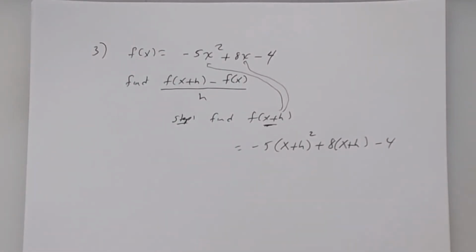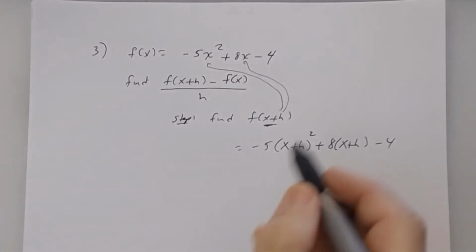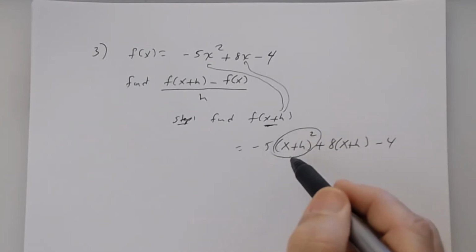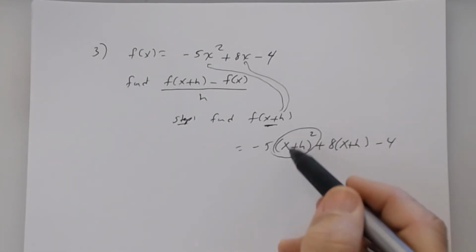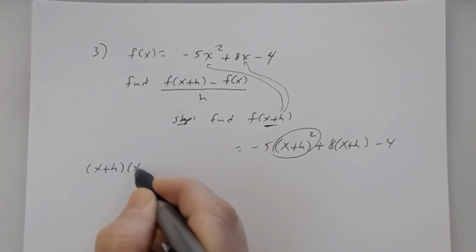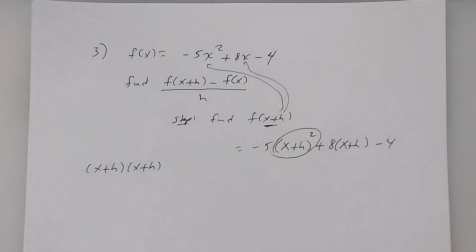I got to get rid of those parentheses, so that's going to involve a little bit of work. For this one here, that's going to involve using the FOIL method. So that's going to be x plus h times what? X plus h. Now, at some point, you're going to remember what x plus h times x plus h is, if you don't already. It's just what? X squared plus 2xh plus h squared.